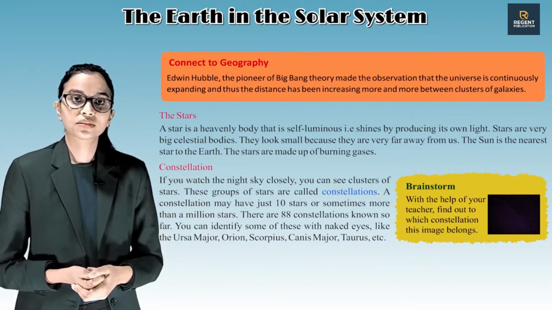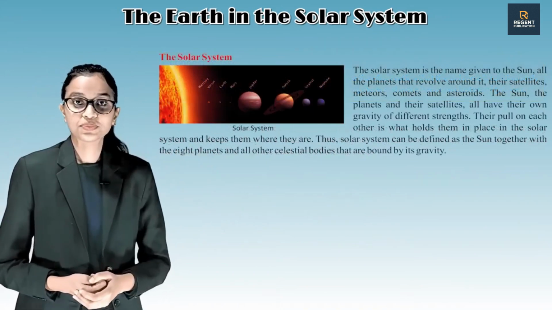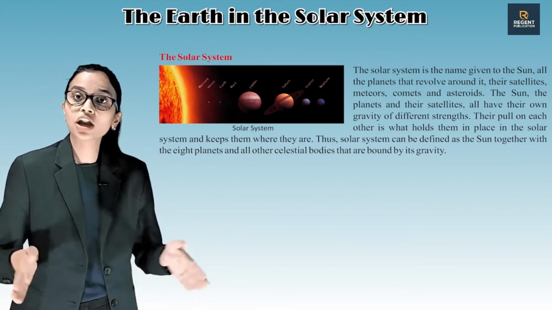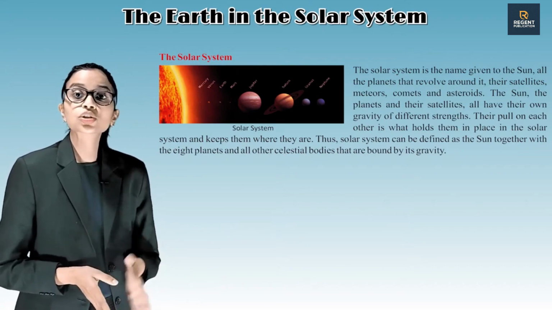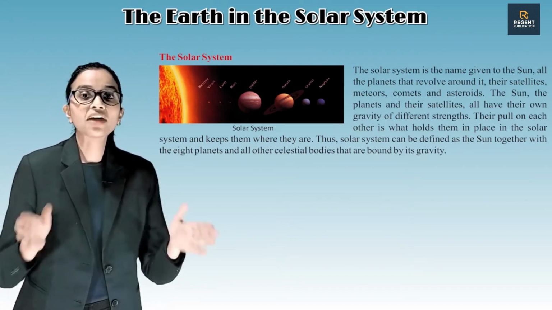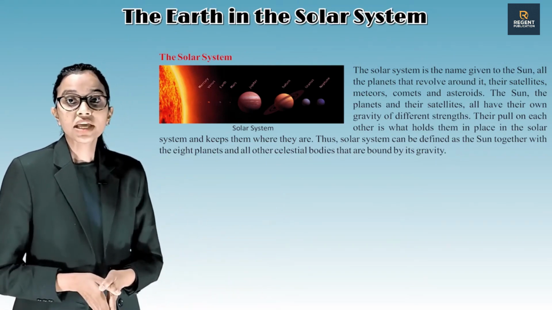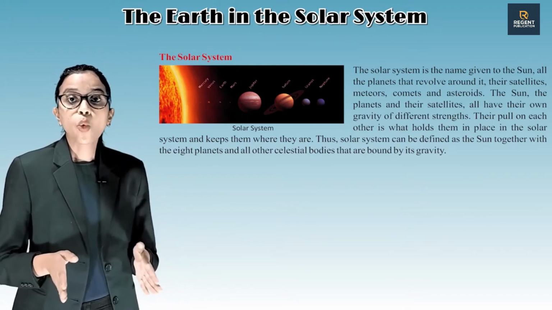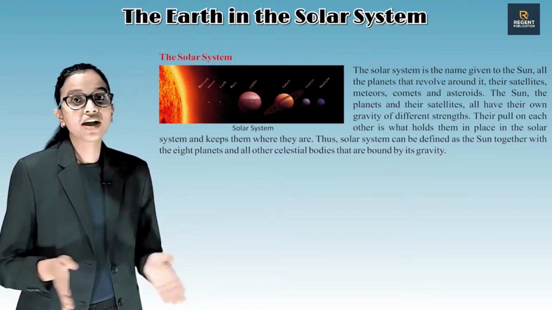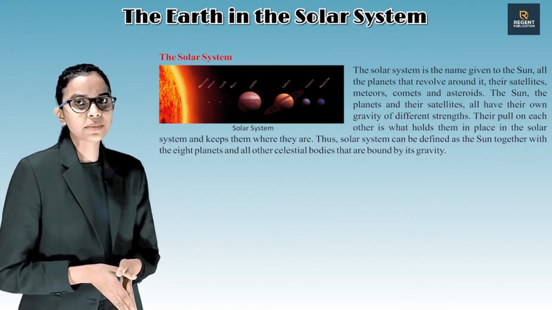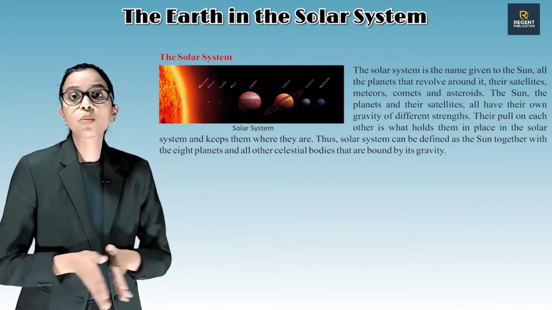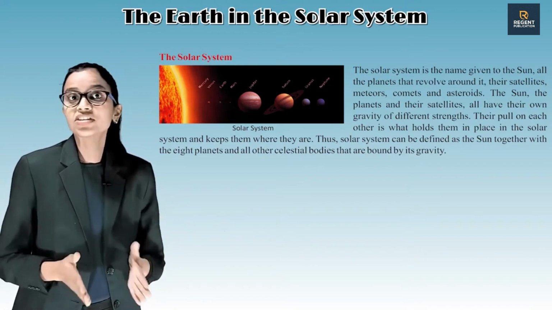The solar system. The solar system is the name given to the sun, all the planets that revolve around it, their satellites, meteors, comets and asteroids. The sun, the planets and their satellites all have their own gravity of different strengths. Their pull on each other is what holds them in place in the solar system and keeps them where they are. Thus, the solar system can be defined as the sun together with the 8 planets and all other celestial bodies that are bound by its gravity.